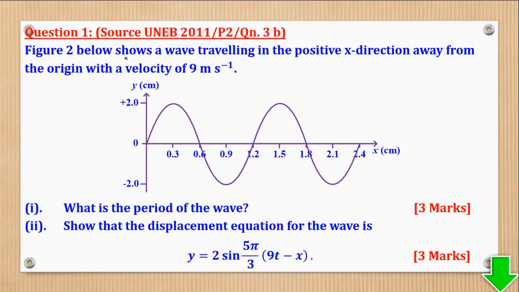Okay, so with that we can go through these questions. Question 1 came from UNEB 2011 paper 2 question 3b, and it says: figure 2 below shows a wave traveling in the x direction away from the origin with a velocity of 9 meters per second. Roman 1, what is the period of the wave? And Roman 2, show that the displacement equation of the wave is given by this.